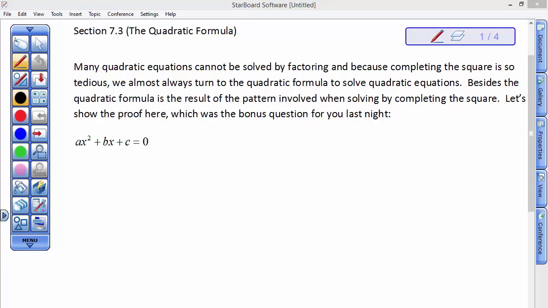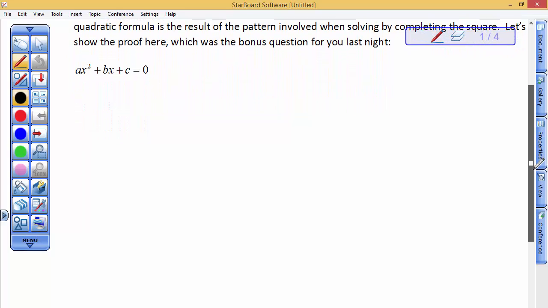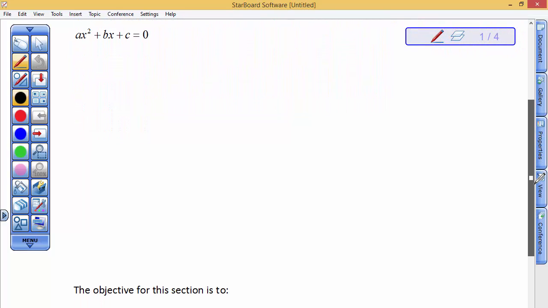So many quadratic equations cannot be solved by factoring. And because completing the square is so tedious, we almost always turn to the quadratic formula to solve a quadratic equation. Besides, the quadratic formula is the result of a pattern involved when solving by completing the square. And if you did the proof for me in a bonus question, it would follow. I don't think I'm going to do the proof on the video. I'm going to leave that for your work.